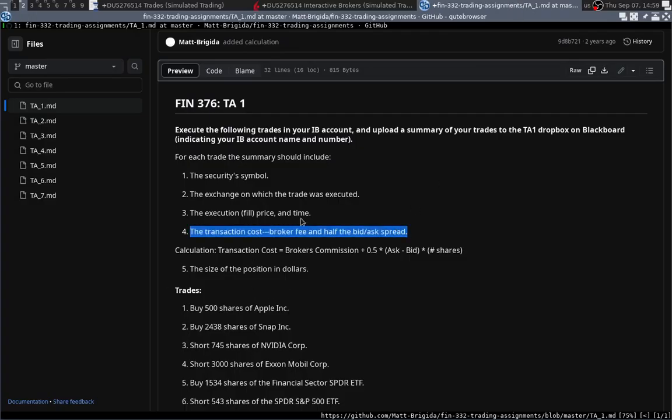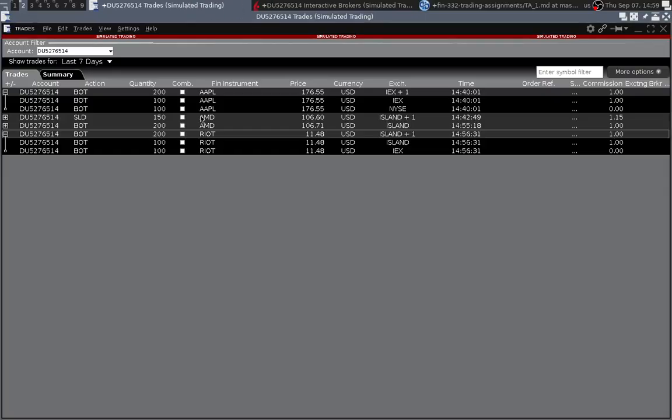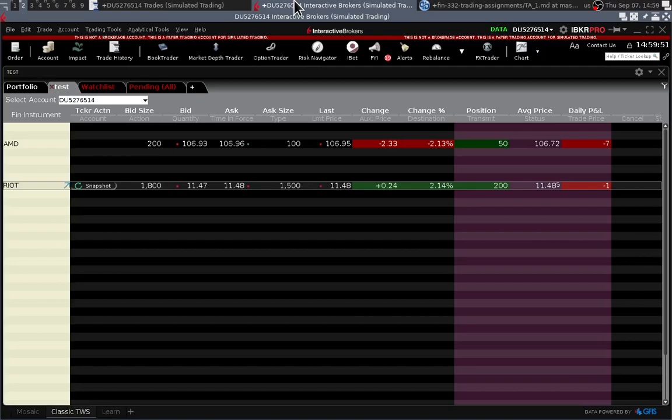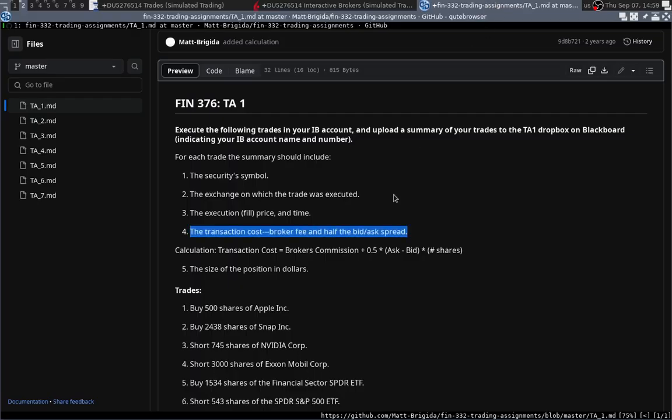All right, size of the position in dollars. That's going to be easy. It's just number of shares times the average price per share. Good. So that covers trading assignment 1.